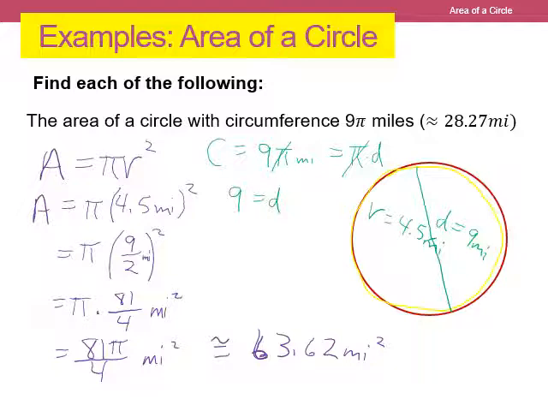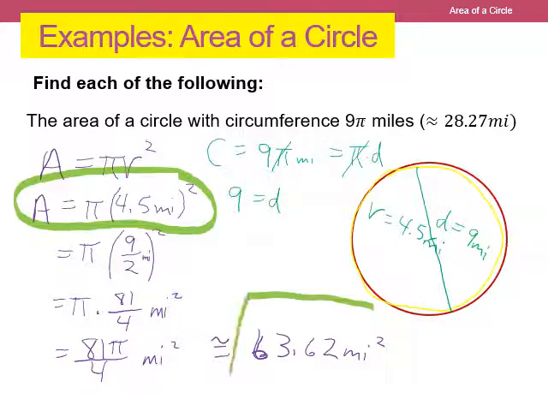By the way, if you do not like fractions, that is totally fine. You could have taken this formula right here and put that in your calculator as is and still gotten the answer down here of 63.62 square miles. So if you cover this circle with squares, it will have 63.62 mile squares in it.